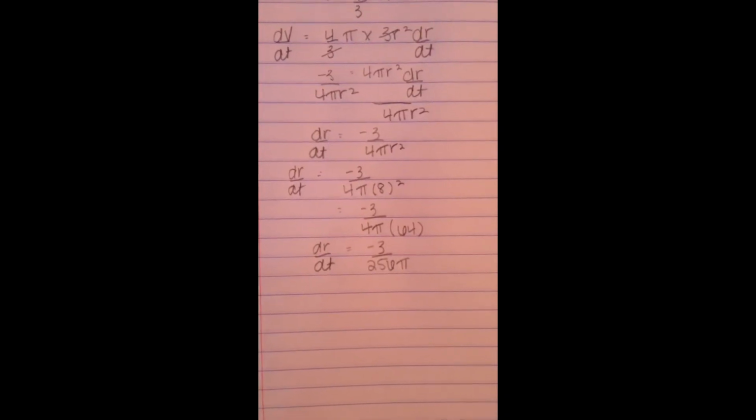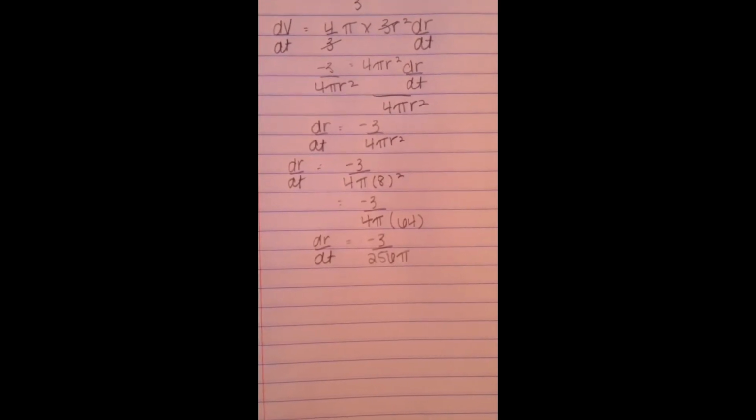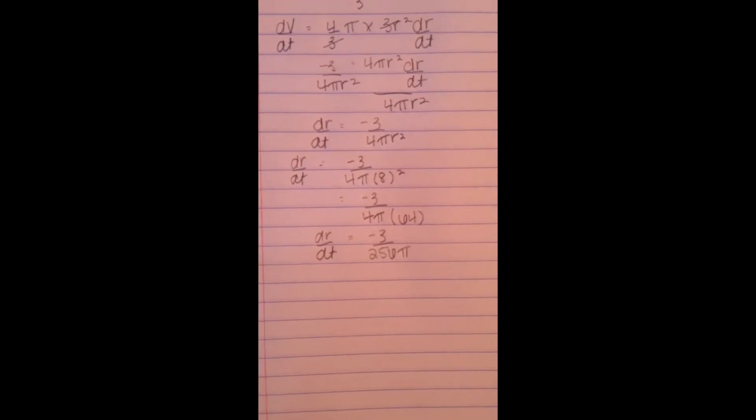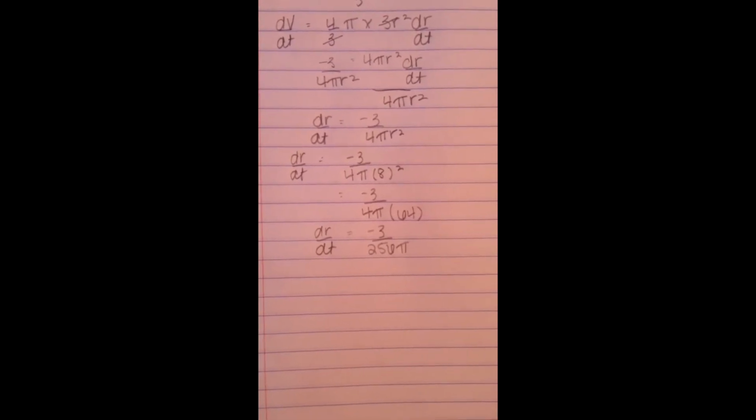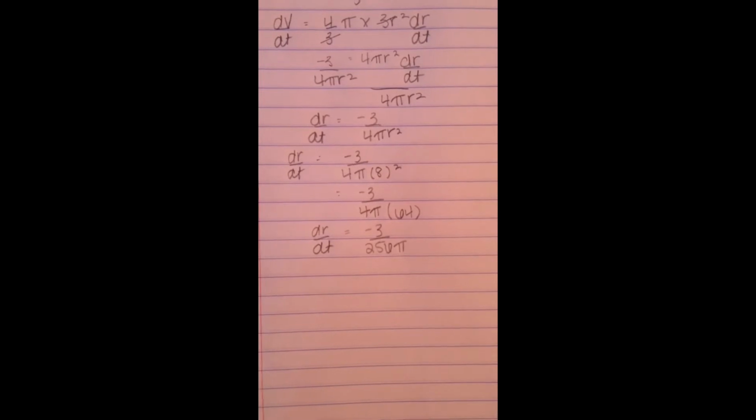Since you're given the value for the diameter of the entire circle, divide that by 2 to find your radius, and then you can substitute in your radius in your dr/dt equation. You should end up with negative 3 over 256 pi.